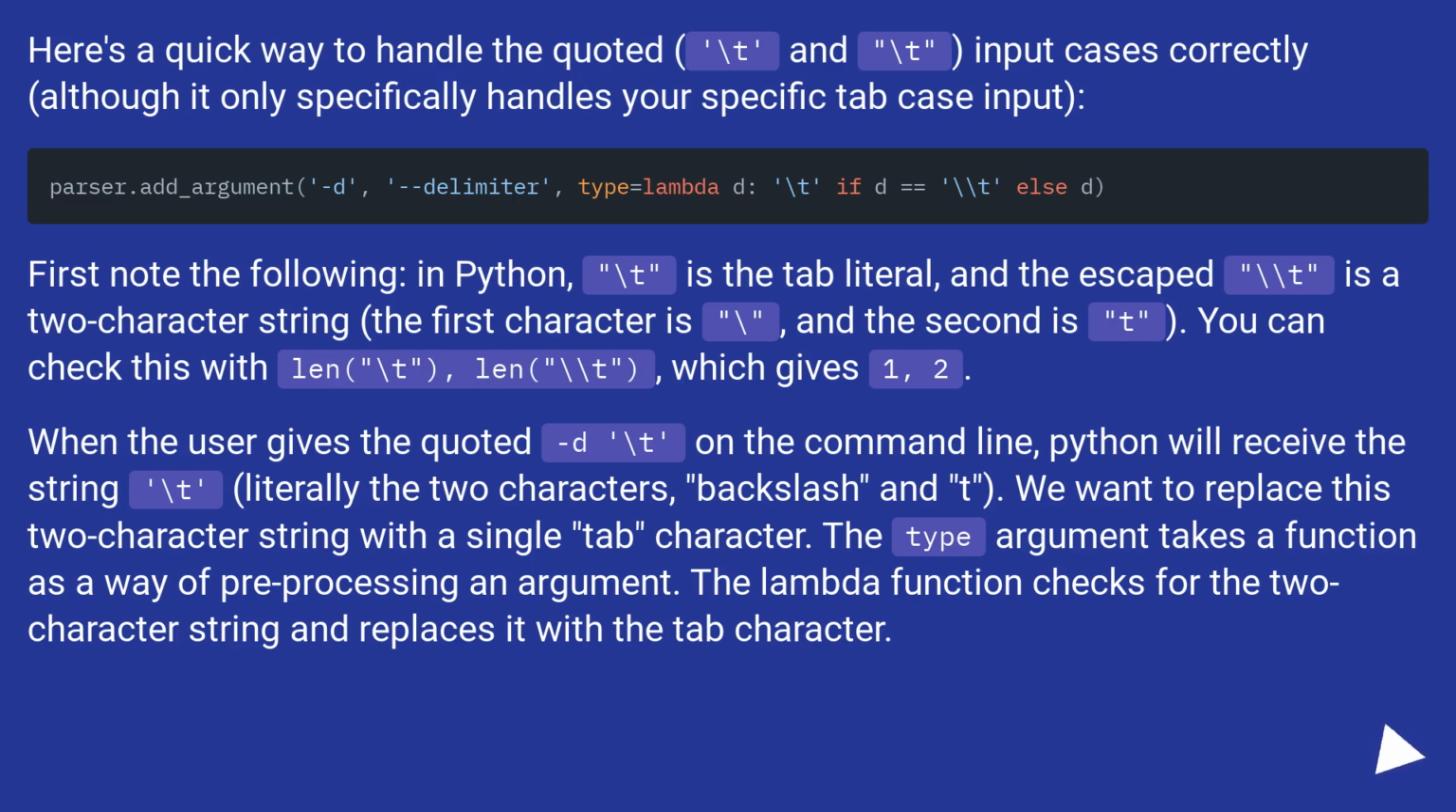When the user gives the quoted \t on the command line, Python will receive the string \t, literally the 2 characters, \ and t. We want to replace this 2-character string with a single tab character. The type argument takes a function as a way of preprocessing an argument. The lambda function checks for the 2-character string and replaces it with a tab character.